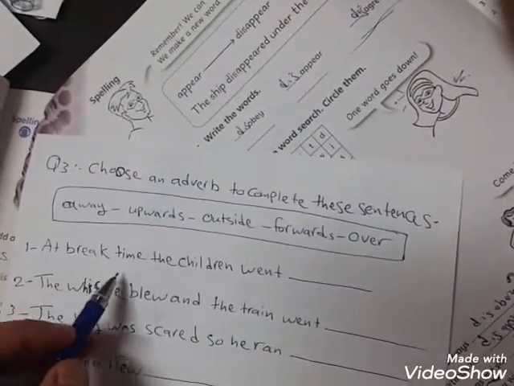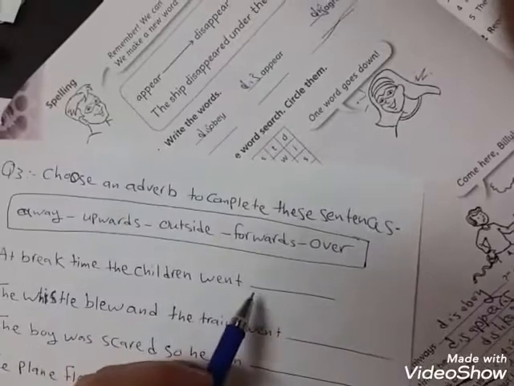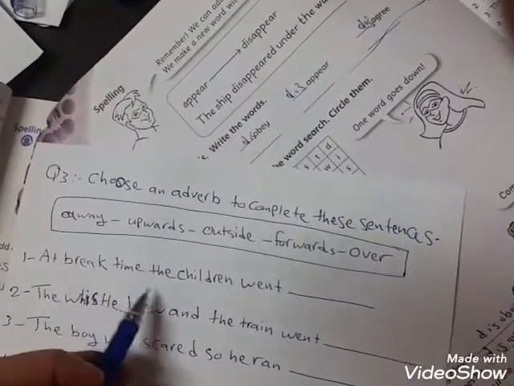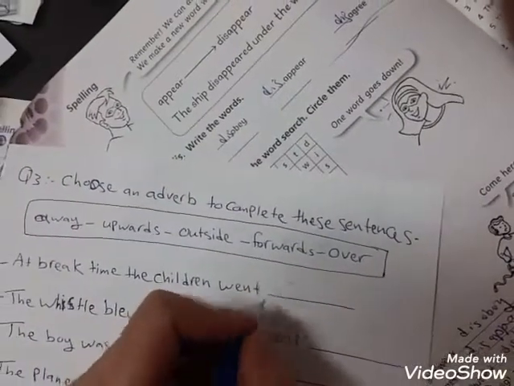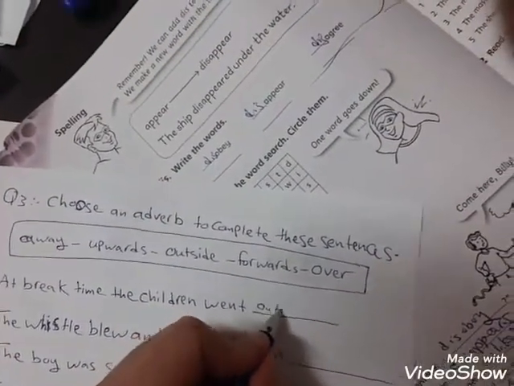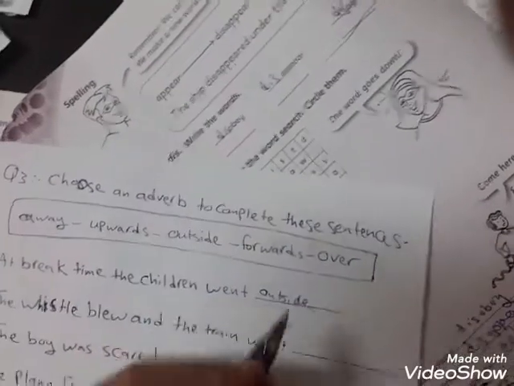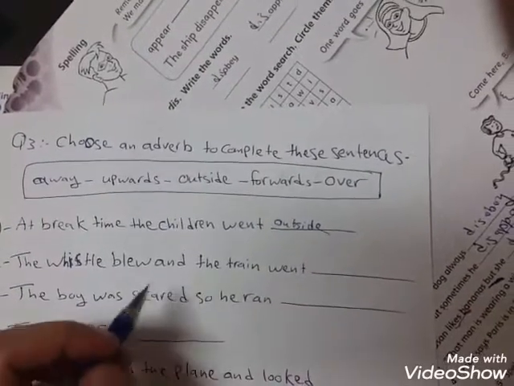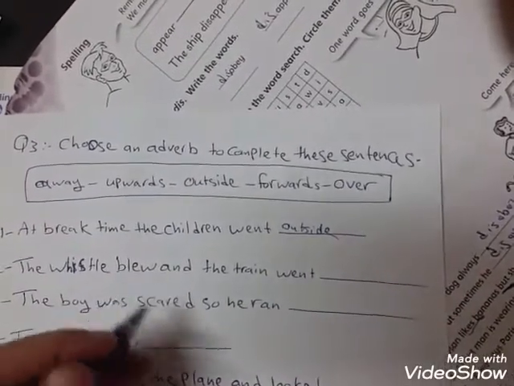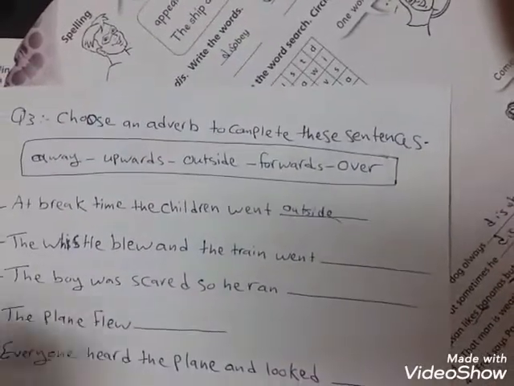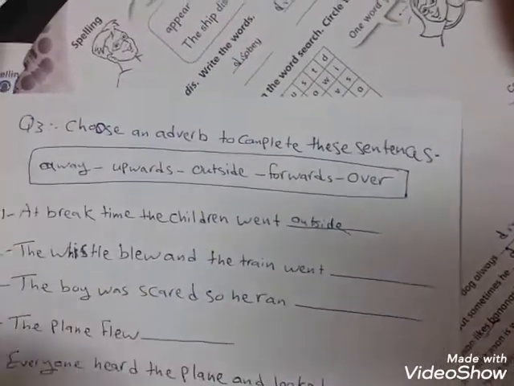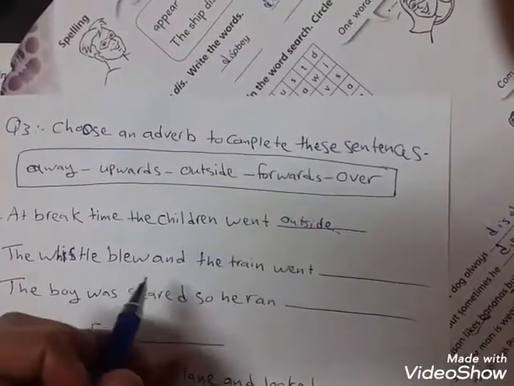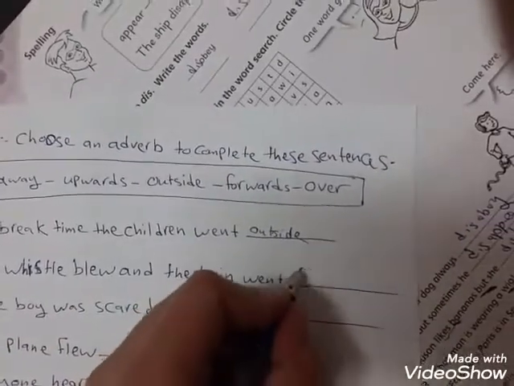At break time, the children went, we have a gap. Usually at break time, children went outside, which means that they go outside of the class. The whistle blew and the train went. When the whistle blew, it means the train will start. So the train went. After the train starts, it will what? Go forward. So the whistle blew and the train went forwards.